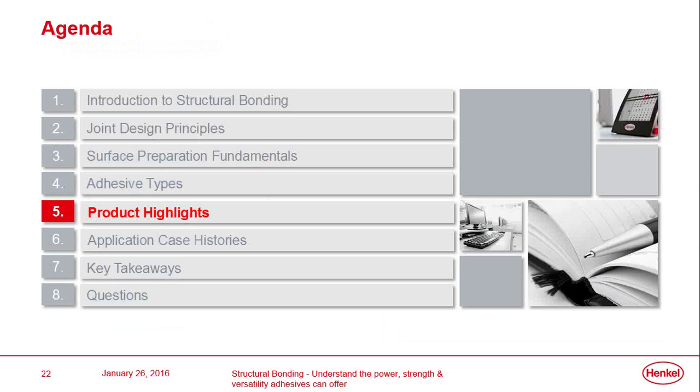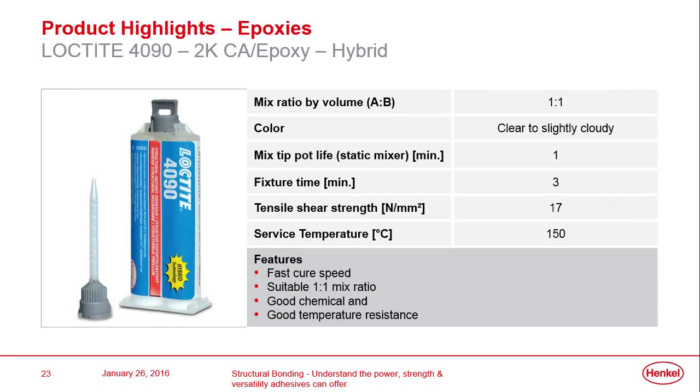I want to run through just a few product highlights with you now. The first one being a product called 4090, which is a hybrid material. So what we've done is we've taken the best of different technologies and combined them. So this gives us a very fast setting system, high performance, good temperature resistance, anywhere where we're looking for high speed, fast curing. Hybrid between cyanoacrylate technology in this instance and epoxy, combining both together.